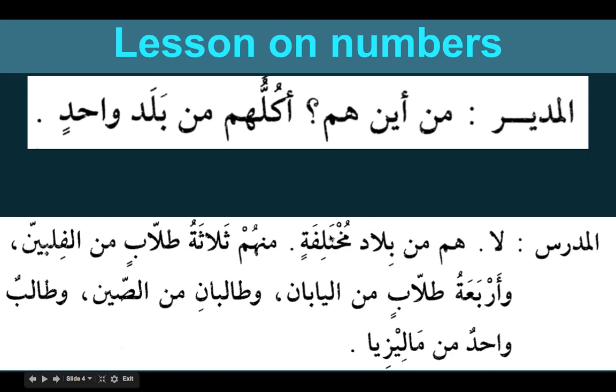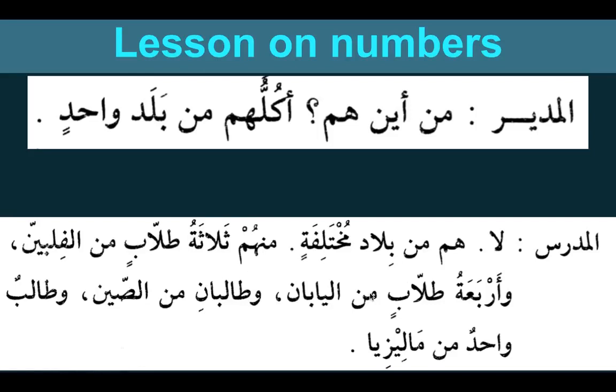So we translate naat first. So different countries. Minhum, they are from, and among them. This minhum is among them. Thalathatu tullabin. See the numbers now. We are using the numbers. 3 students. Thalathatu tullabin min Philippine, from Philippine. And 4 students. Wa arba'atu tullabin min al-Yaban.